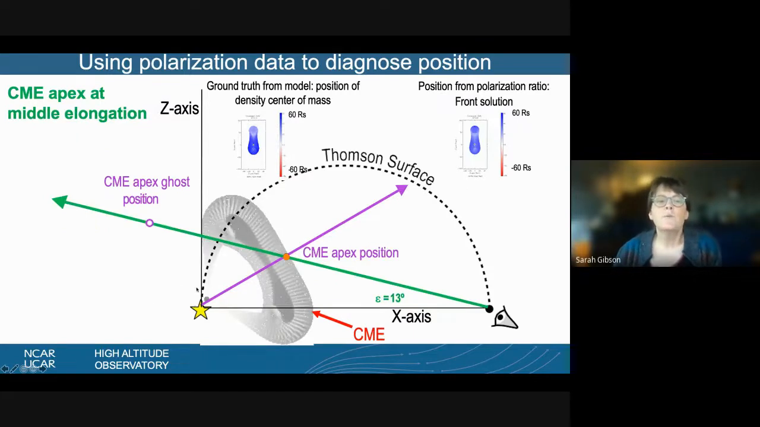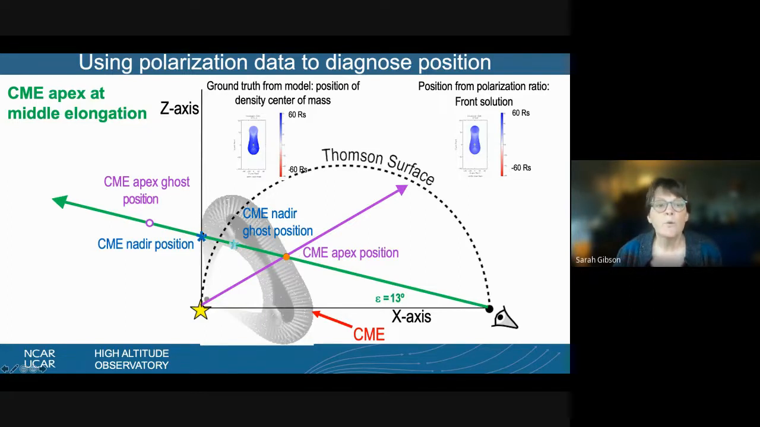So let's look at what happens as the structure expands and things get a little bit more complicated. For the bottom part of the CME, the localization, this is the ground truth again, of the center of mass is still pretty good. Here's the polarization front solution. But for the top, which is, as you can see, nearer the Thomson sphere, it's not as good.